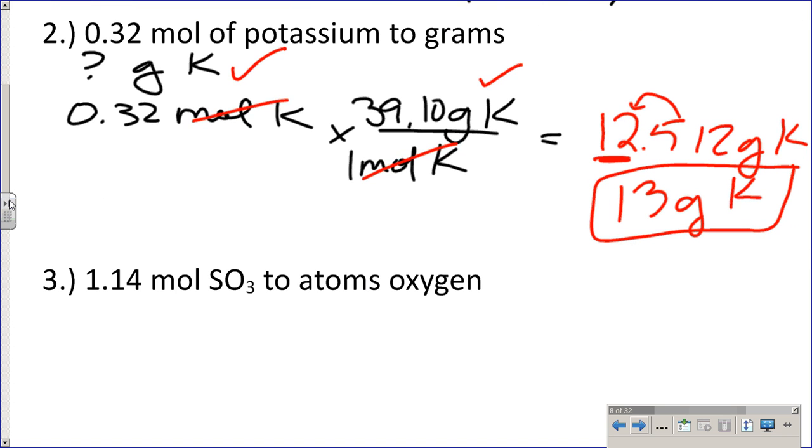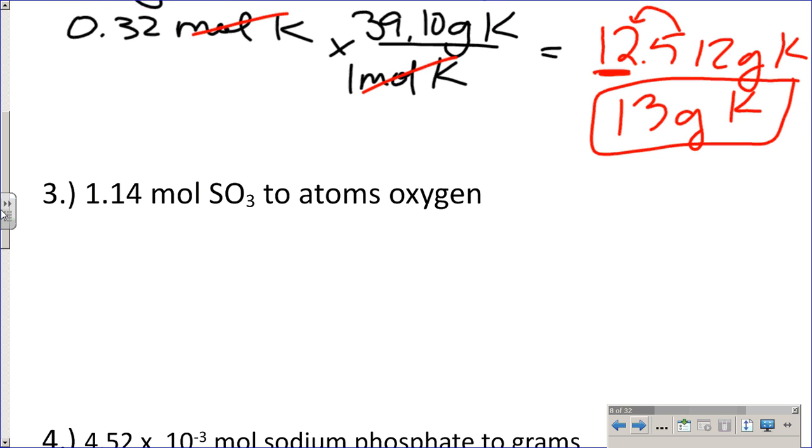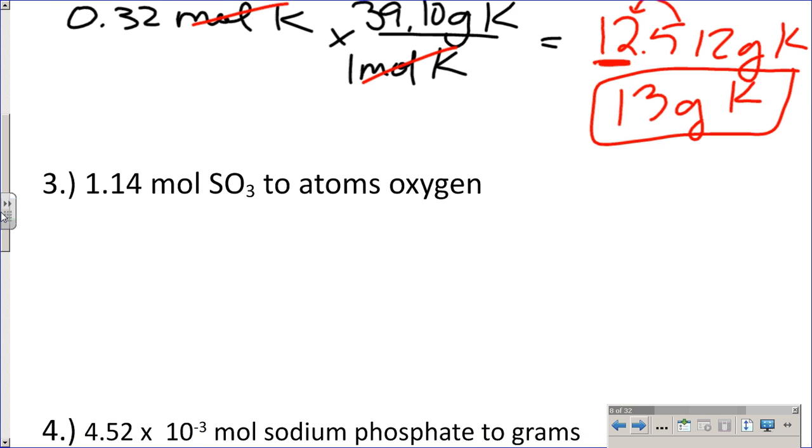Okay, thumbs up so far, yes? One steppers. Okay, let's see if we have something that's a bit more than one step. Like, for example, number 3. Question.